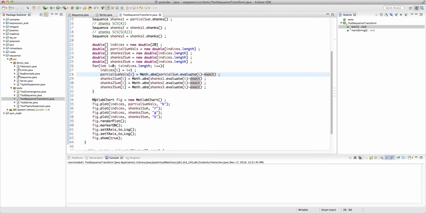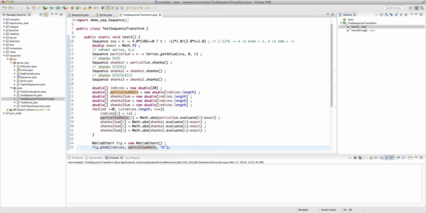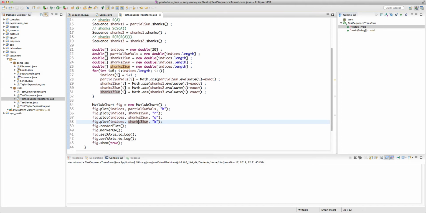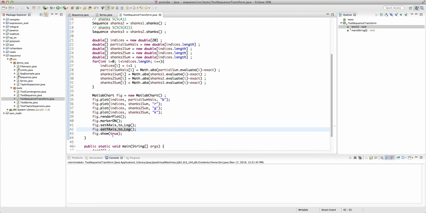And then I create a chart and then plot the index and the partial sum. This is my original slow converging sequence. Color B, shanks 1, shanks 2, shanks 3, and then render plot, marker on, and then x and y axes are both logarithmic because probably the error gets very small, so we want to see on a logarithmic axis, and then I just run.